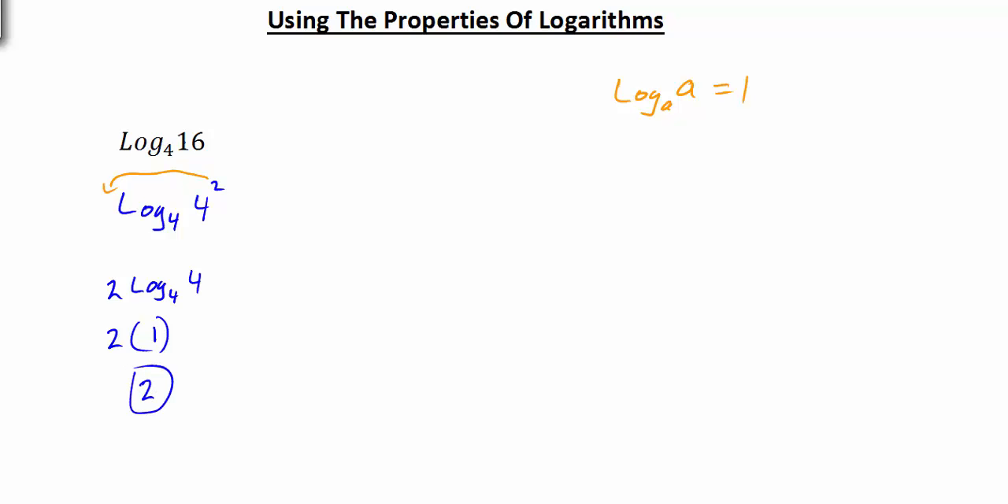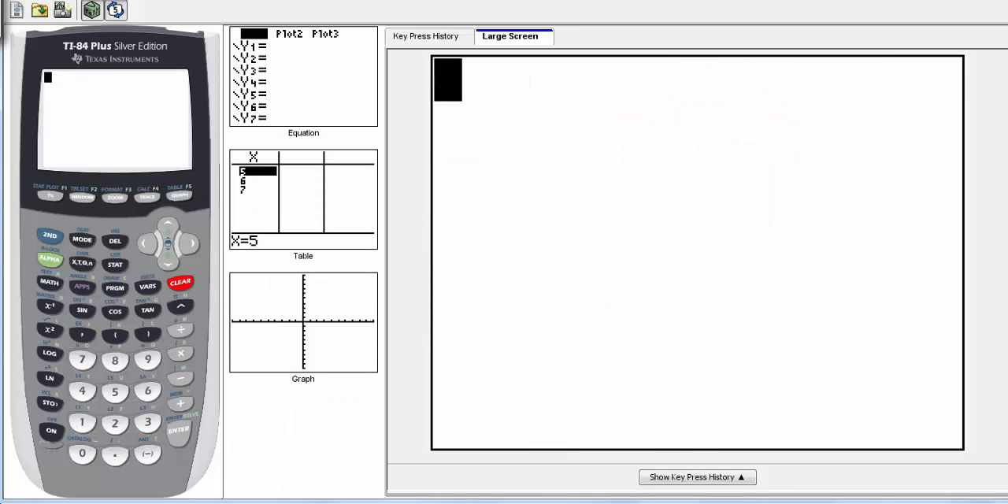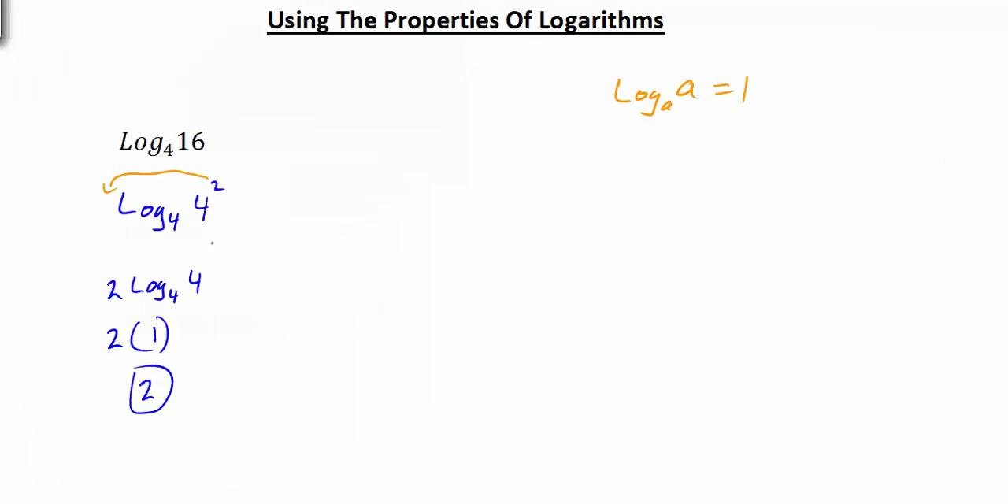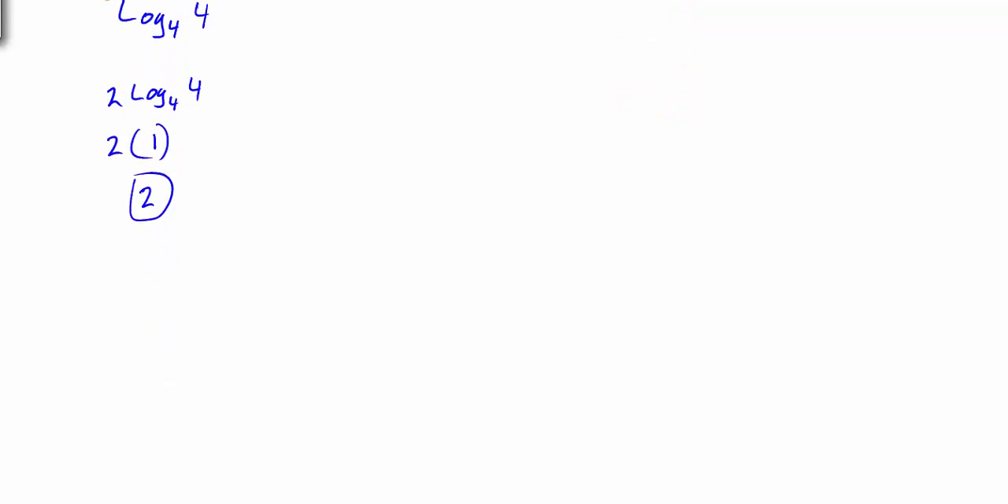So log base 4 of 16 equals 2, and we can actually verify that with the calculator here. We could use the change of base. We would take the natural log of 16 divided by the natural log of 4, and we get an answer of 2. So that matches what we came up with here. Now again, this is to help you become familiar with the properties so that we can rewrite this without using the calculator. So don't always rely on the calculator, so make sure that you can apply these properties as well.